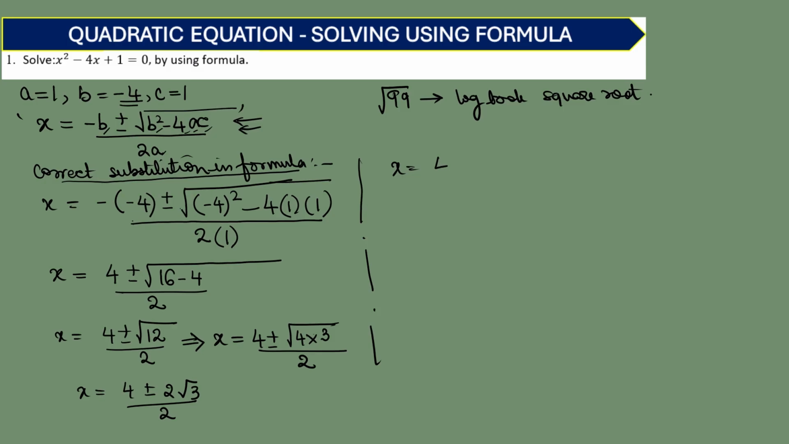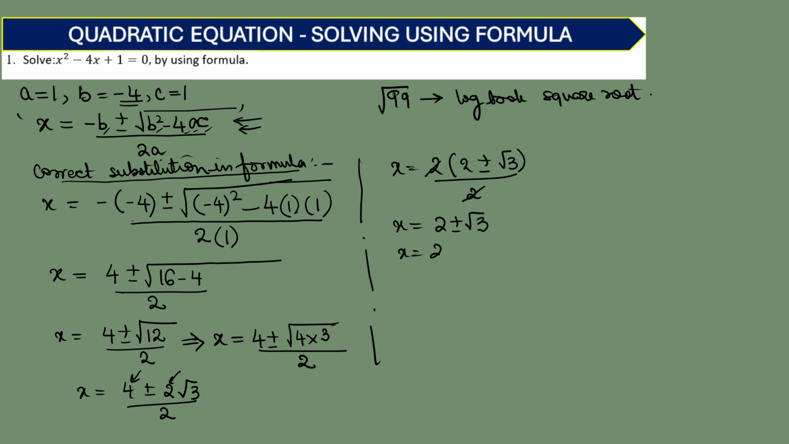Now here what we can do is we can take out 2 common. If I take 2 common, what am I left with? 2 plus minus. Here also I have taken 2 common. Here also I have taken 2 common. So 2 is outside. 2 root 3 upon 2. 2 gets cancelled. So x is equal to 2 plus minus root 3.